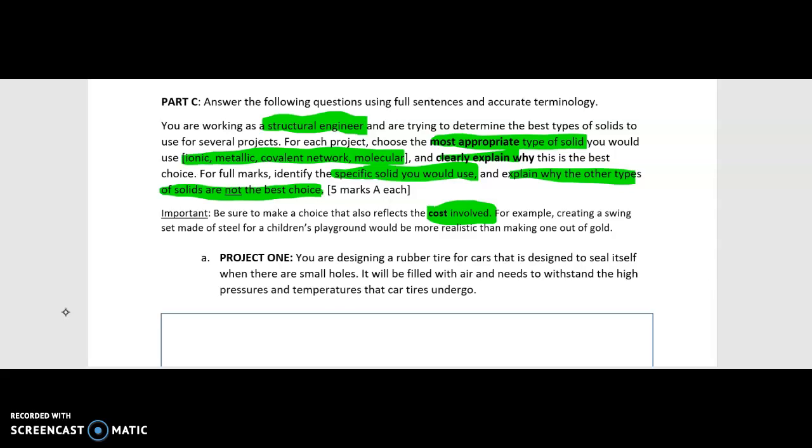It has to be filled with air, so it is an air tire. And it has to be able to withstand the high pressures and temperatures that car tires undergo. So you can't make it out of something, for example, very brittle, because that wouldn't work as a car tire. So again, you're not redesigning things. It is still a rubber tire. You do know that. What I'm looking for is what's the other material you're using to help it self-seal.